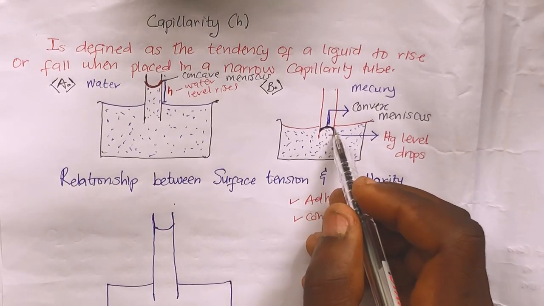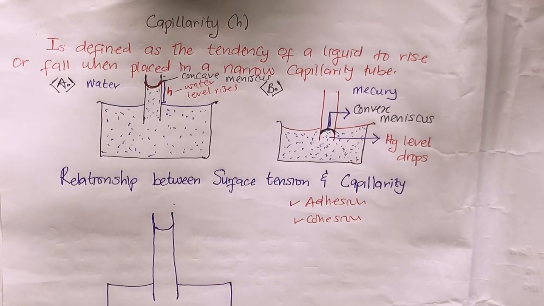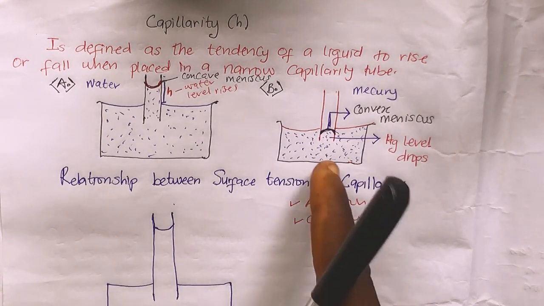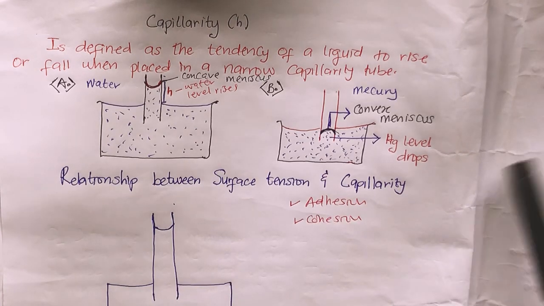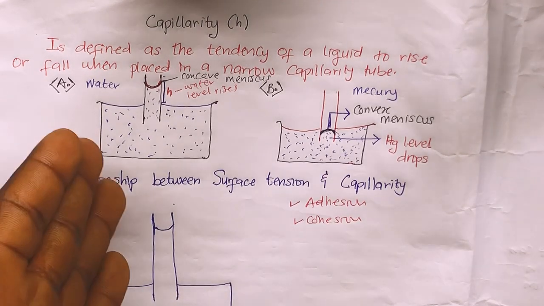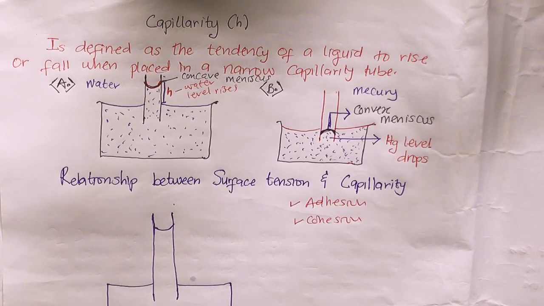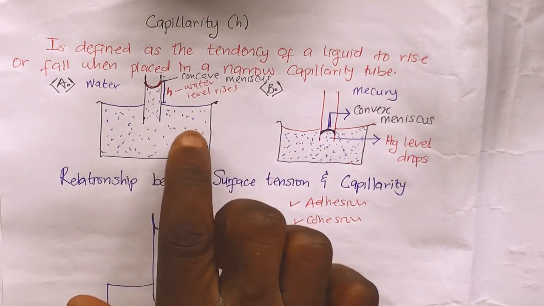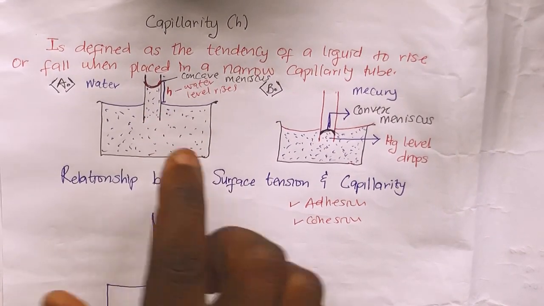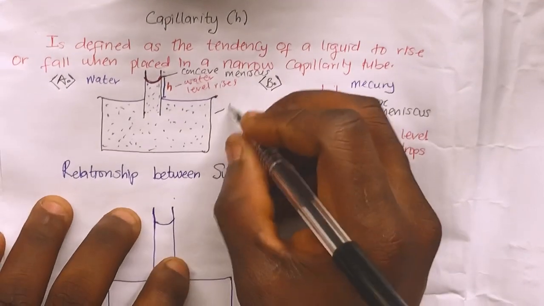And whenever you see a convex meniscus, it shows that there is a decrease in the level of the particular fluid. Then looking at this very well, the question is now, why did the fluid here rise and why did the fluid here drop? It is because of the presence of the intermolecular force of attraction. The intermolecular force of attraction between this is due to the adhesion.